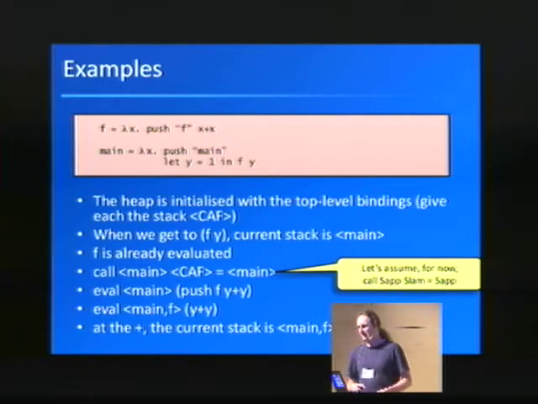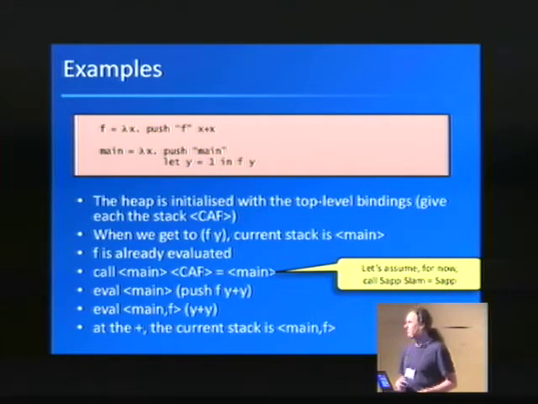So here's an example. And through the example, we'll try and figure out what these operations push and call should be. It's a very simple example. Main is a lambda expression. And inside the lambda, we'll push a label and then bind y to 1 and make a call to a function f passing y. And f is a lambda expression that pushes f on the stack and does an addition. And it's the stack at this point that we're interested in.